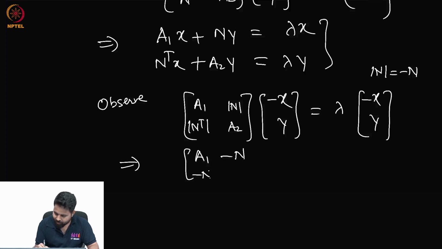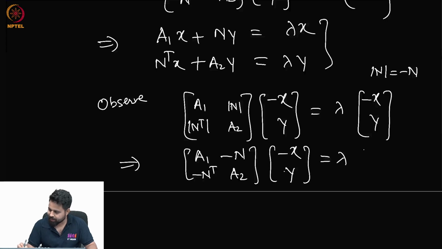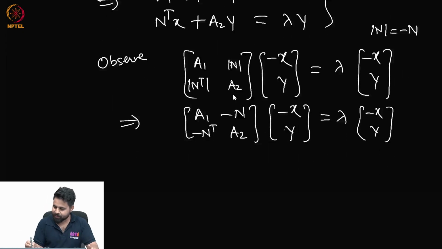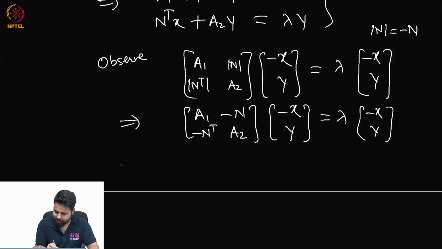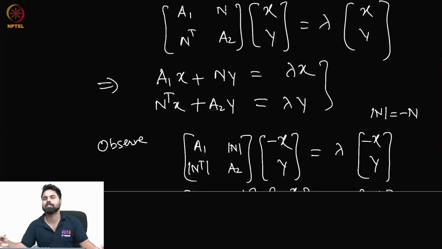Minus n transpose A2. Okay, so minus x, sorry, y here, then lambda, then minus x minus y. Now it is easier to see. So what we can do is this. This is nothing but minus a1x, then minus ny is giving you minus lambda 1. Yes, this is actually coming from the first equation. You just replace my minus.